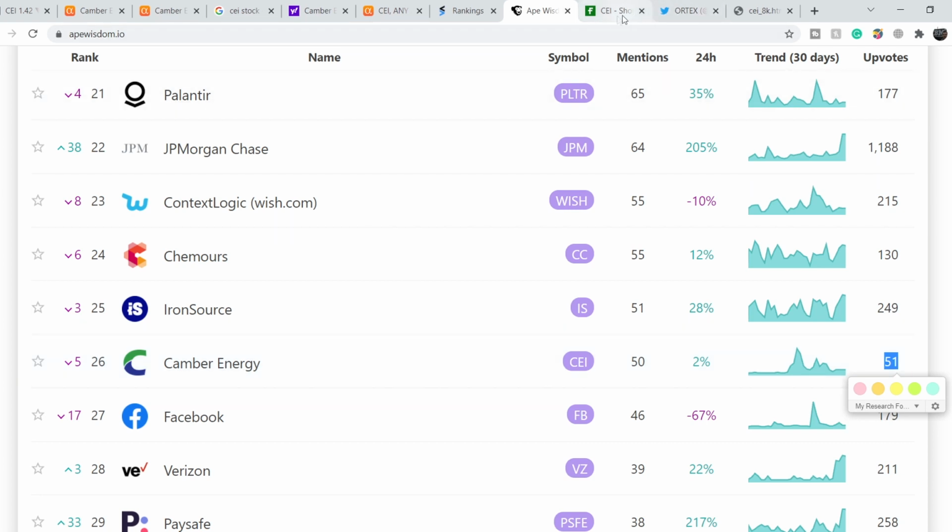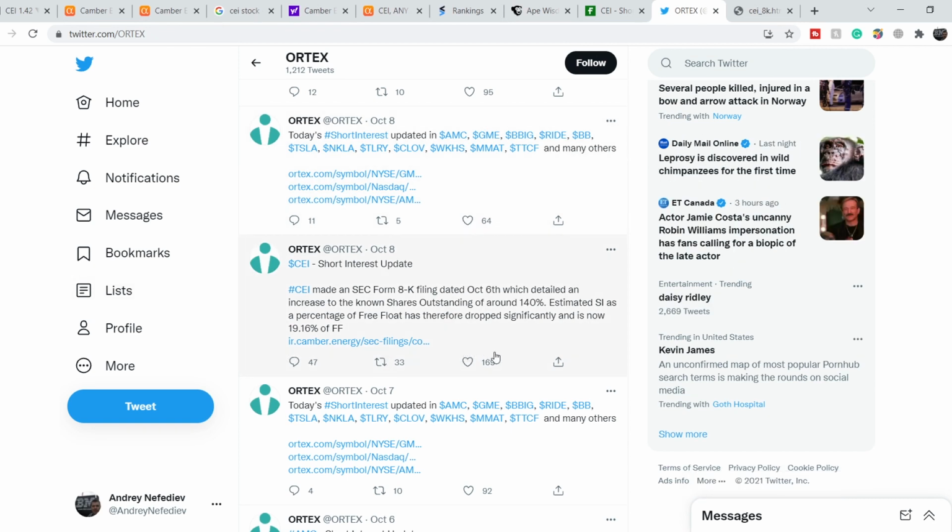So, and let me show you that we have recent news. For example, right here on official Ortex Twitter, we have this tweet made on October the 8th, and it says, CEI short interest update.